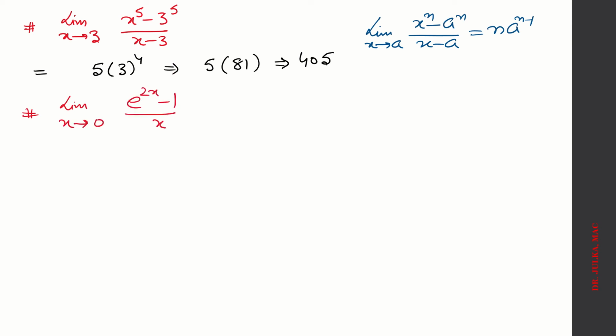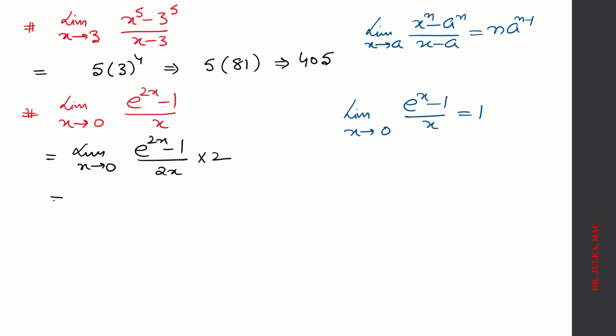Next question, limit x tends to 0, e raised to the power 2x minus 1 upon x. We know the formula, limit x tends to 0, e raised to the power x minus 1 upon x is equal to 1. So divide and multiply by 2 and we will get 1 multiplied by 2 equals 2.